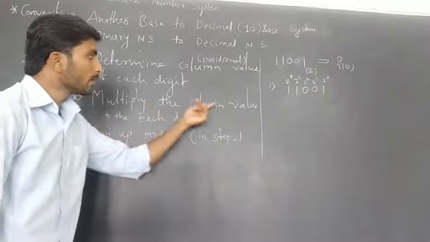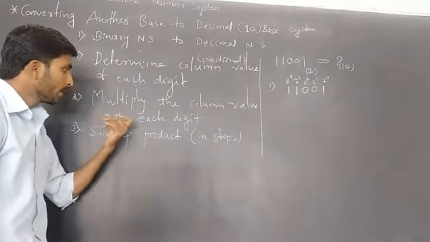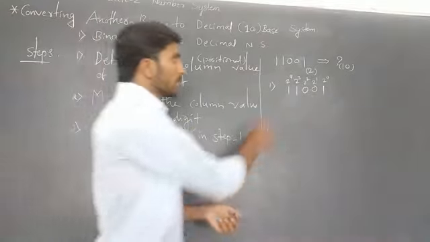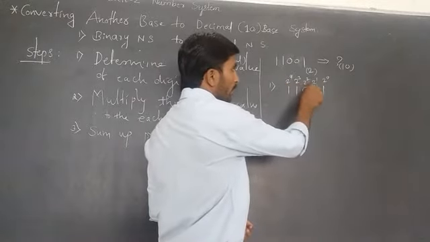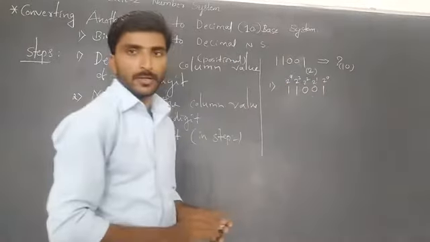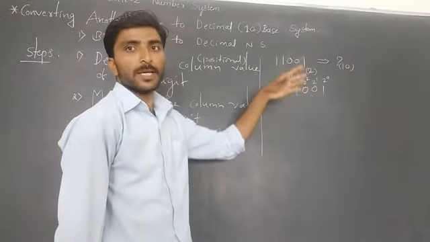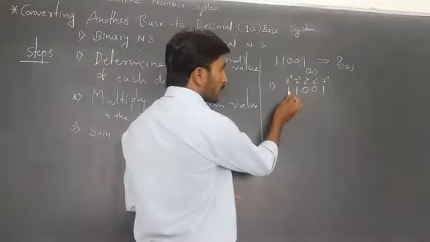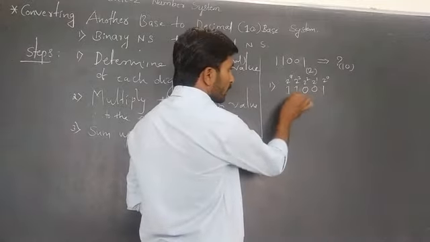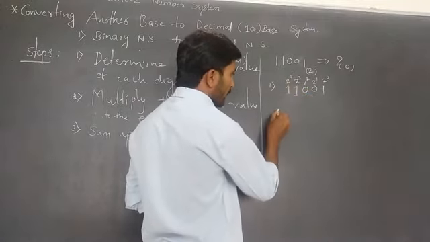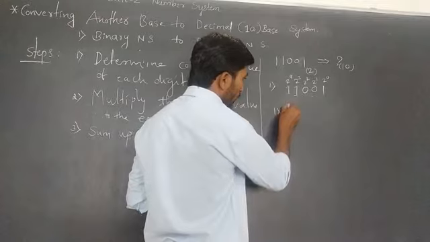Multiply the column values to each digit. These are the column values. These are the positional value or column value we can say. And these are the digits of the number system. Okay. So you have to multiply both. So first you have to multiply this number to this number. Okay. 1 into 2 raised to 4.